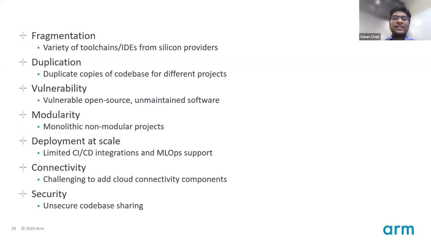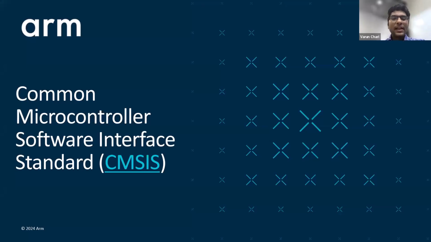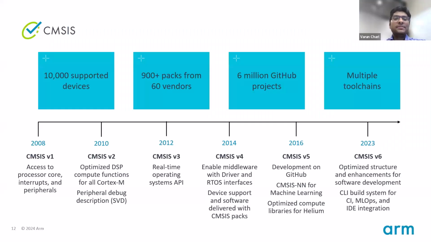So Arm has come up with this thing called CMSIS, which basically means Common Microcontroller Software Interface Standard. A brief history about CMSIS: Arm started this with a few silicon providers like NXP, ST, Atmel, and Luminary Micro back in 2008 to have a common software interface standard across Arm Cortex. So we started in 2008 with access to the processor core, interrupts, and peripherals.